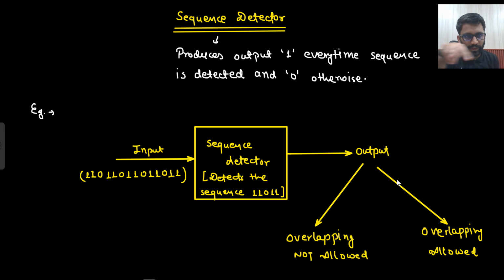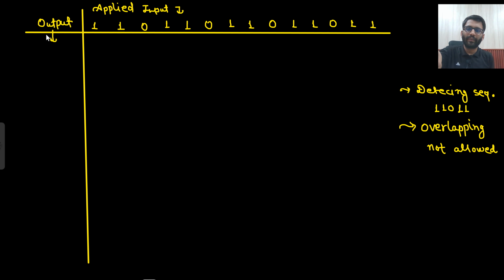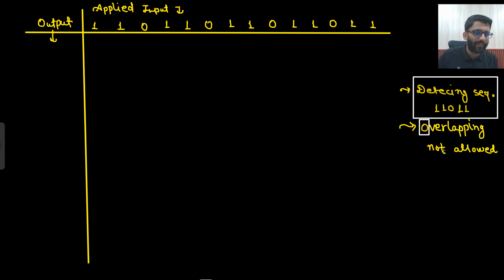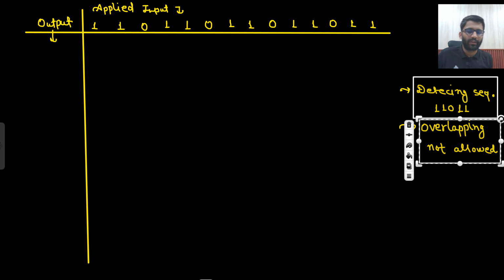The output will be of two types: one when overlapping is not allowed, and one when overlapping is allowed. Let's see the example, you will understand more. This is the input applied. Here you need to detect the sequence 11011, and overlapping is not allowed.